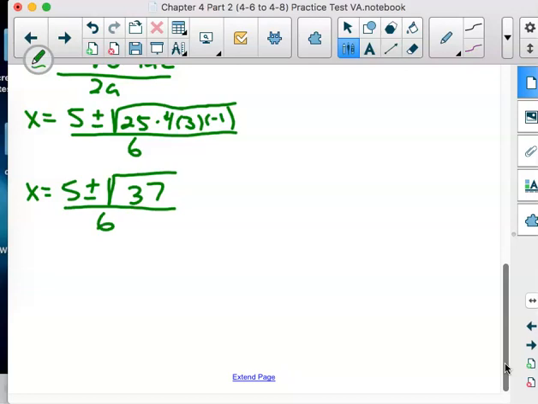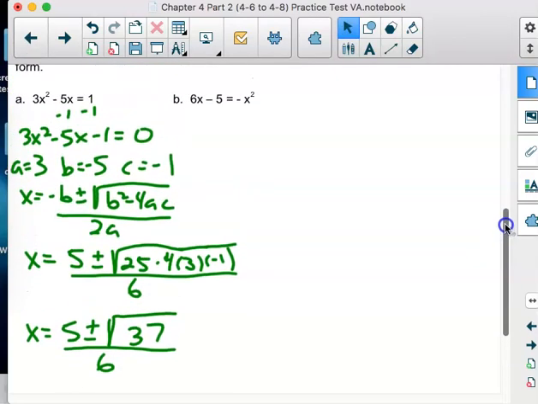Square root of 37. Nothing? 25 is not working, 16 is not going to work, 9, 4, not a thing? Hey, we're done with that one then. That is in simplest form. There's nothing else we can do with it. All right.